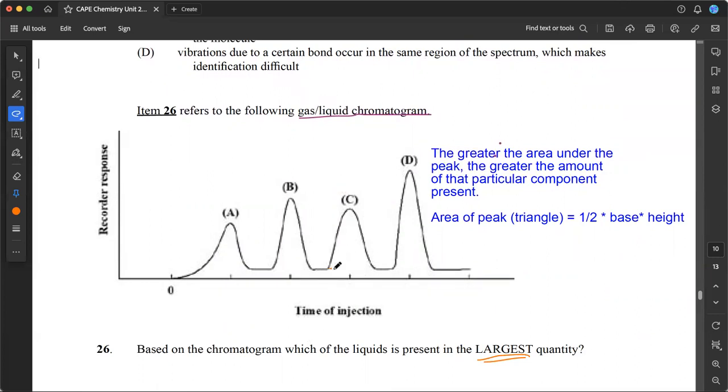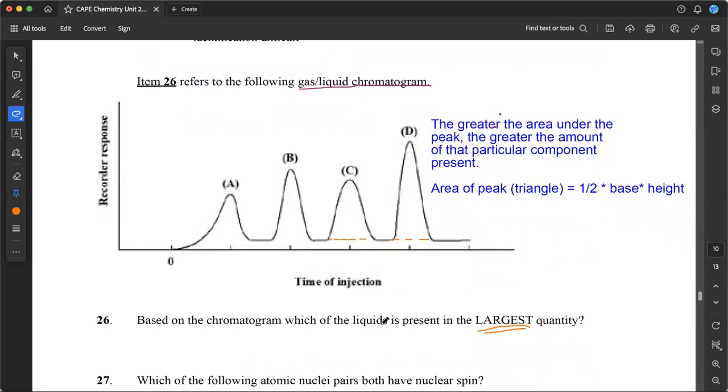And so if we were to find this one, the area under this one would be half base times height. And then this one is the same, half base times height, right? And so ultimately, C is going to have a greater area than any of the others. Because it has a greater area underneath this peak, the liquid that's present in the largest quantity will be in C. So our answer for 26 is C. Remember, whenever we're talking about quantity of liquid, we're looking at the area under the peak, okay? All right, so C is our answer here.